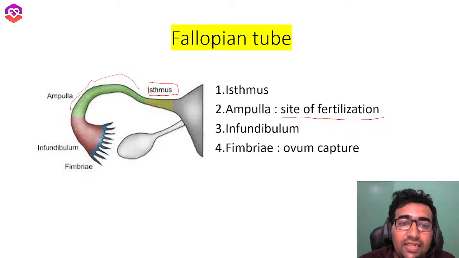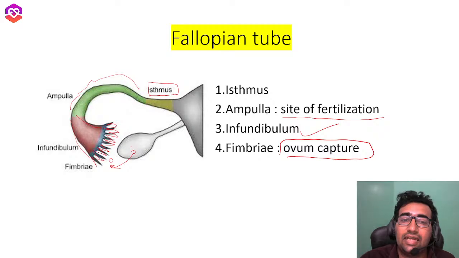Okay, and the infundibulum, the funnel-shaped part of the fallopian tube, and this is our fimbria. The fimbria are finger-like projections to the abdominal cavity. Fimbria are responsible for capturing the ovum released from the ovary. When the ovum is released, the fimbria capture that ovum, and it will go through this tube.